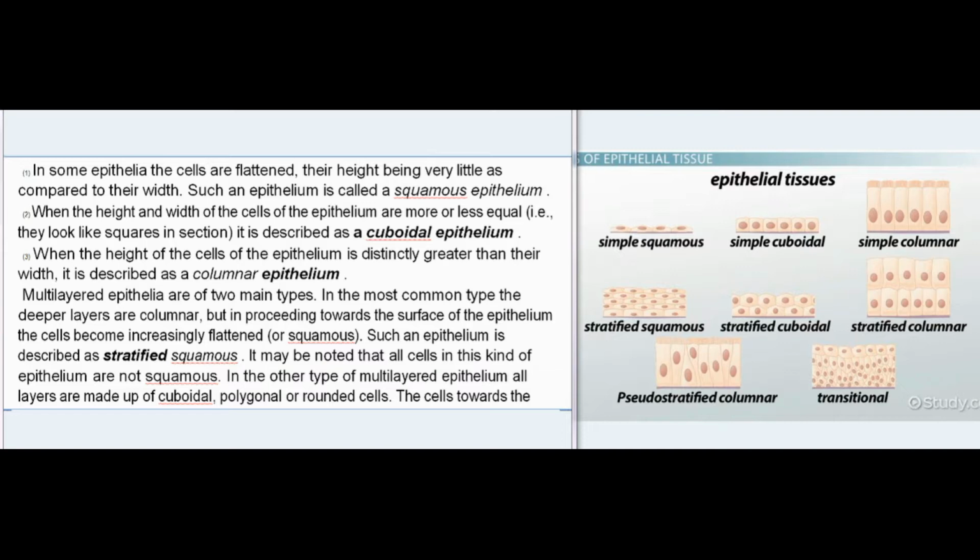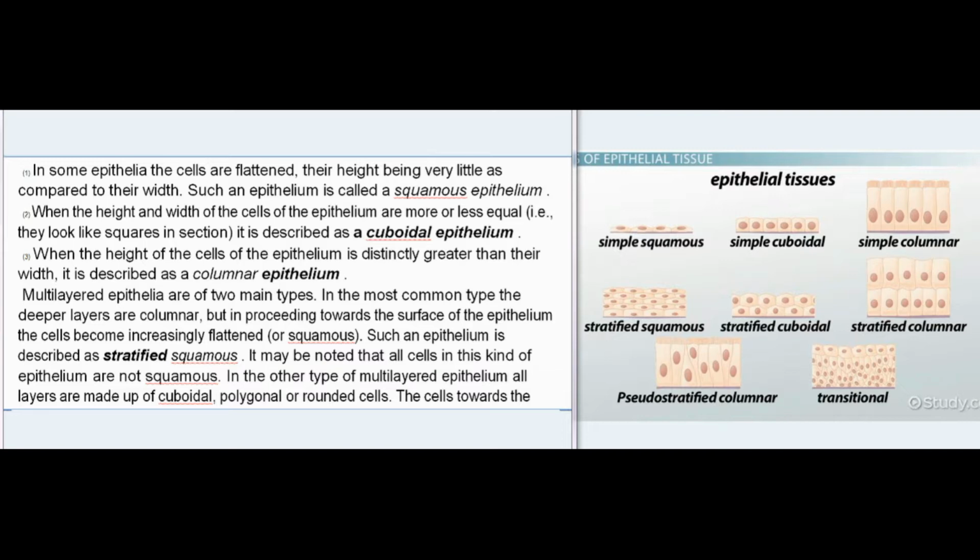In the most common type the deeper layers are columnar, but in proceeding towards the surface of the epithelium the cells become increasingly flattened, or squamous. Such an epithelium is described as stratified squamous. It may be noted that all cells in this kind of epithelium are not squamous.